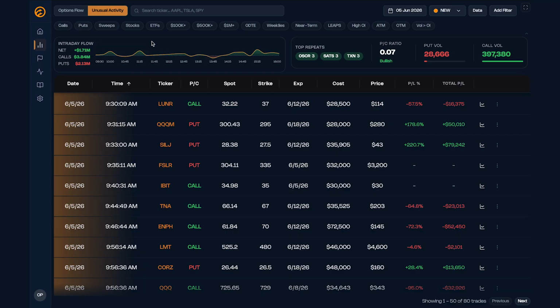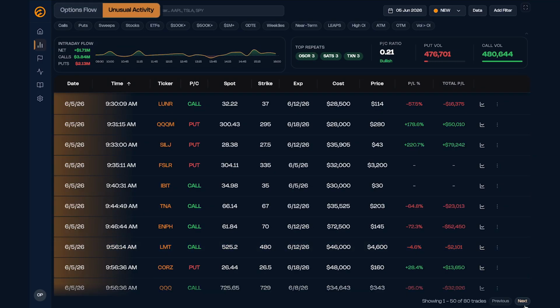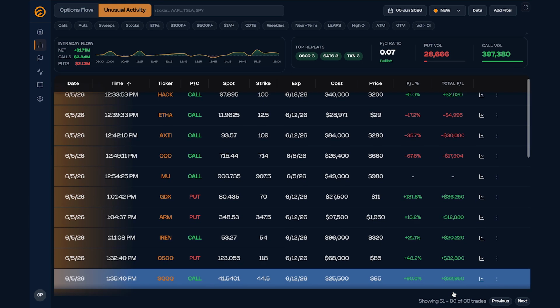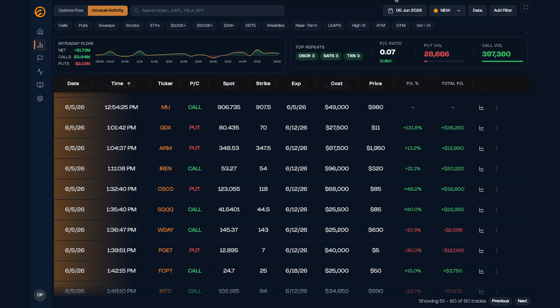In addition to the full options flow feed, the platform also includes an unusual flow view. While the standard options flow scanner displays all options transactions across the market, the unusual flow feed focuses on trades that stand out from normal activity. Think of it as a filtered version of the flow feed that's designed to help traders quickly identify potentially significant opportunities.